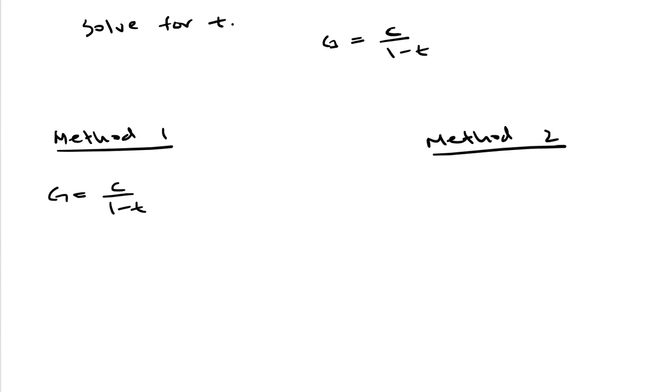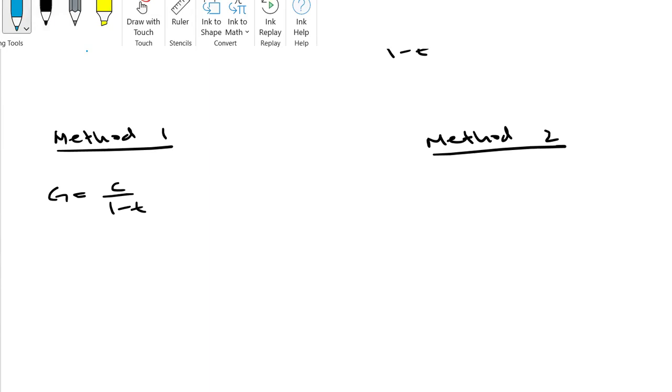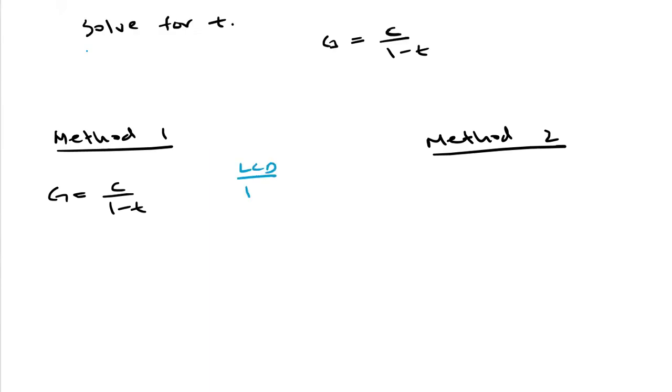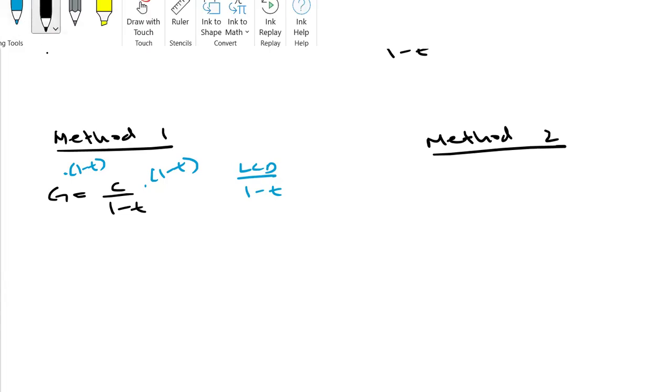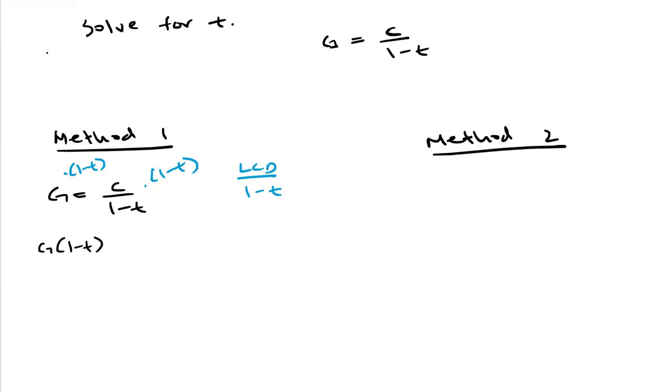So that means then I need to focus on the denominator. So the denominator in this case is my 1 minus t. So I'm going to multiply both sides by 1 minus t, just like we have been doing. So multiply this by 1 minus t, multiply this by 1 minus t. Okay? So the left side here is going to give us g times 1 minus t, and then the right side here is going to go away, which leaves us with just c.